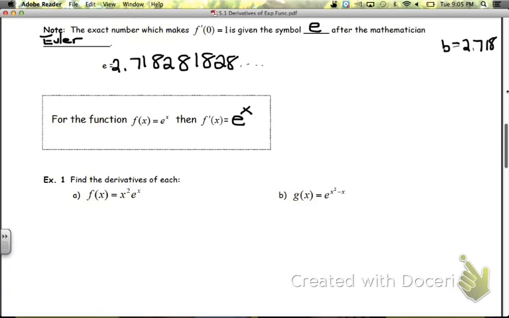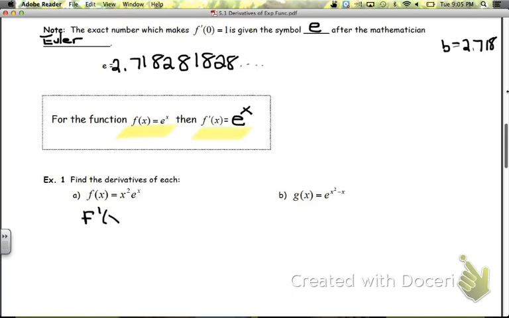So we want to find the derivatives of each of the following. We know from above here that anytime we have f at x equals e to the power of x, our derivative of that is actually just e to the power of x. So we want to find the derivative of f at x equals x squared e to the x. This is where we will use our product rule.